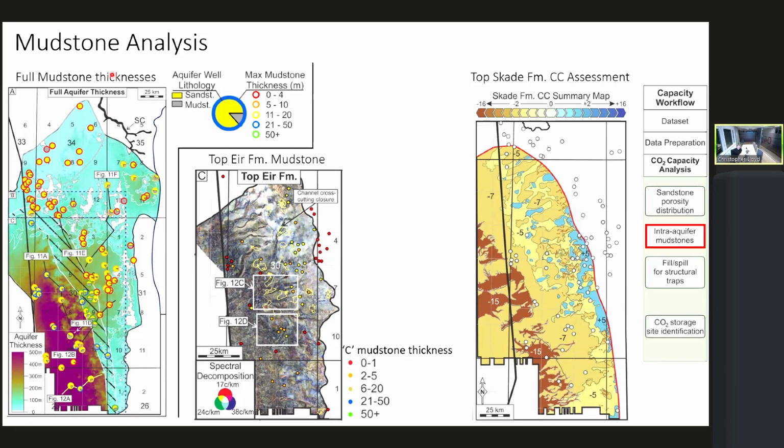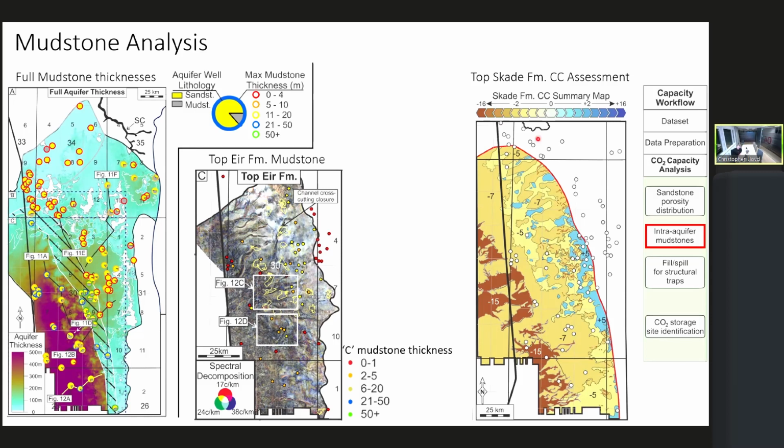So this here is a map of the full aquifer thickness. And each of these pie charts represents the sandstone to mudstone percentage. And the perimeter of the pie chart represents the maximum mudstone thickness encountered within the aquifer. So obviously it's only where we see these green perimeters that we actually have a potential barrier to flow. And just to quickly sum this up, the only area we see this is down here. And this is for the mudstone that separates the Skade formation from the overlying Aire formation.